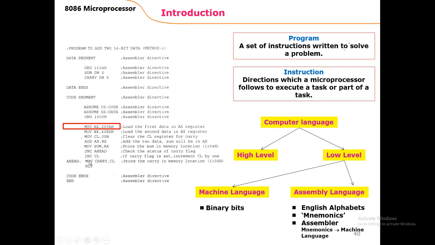INC is the short form of increment. The short form name is mnemonics. In assembly language, the short form name is mnemonics. Clear? All are clear? Yes, sir.